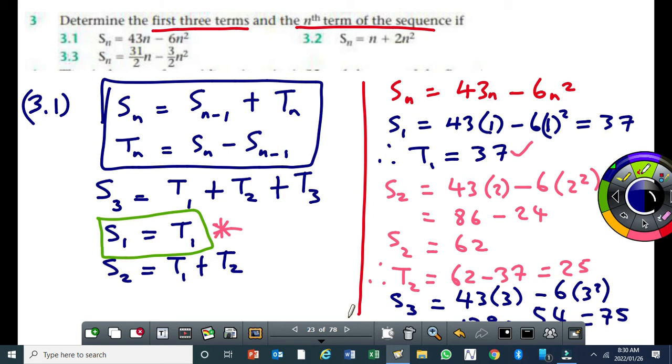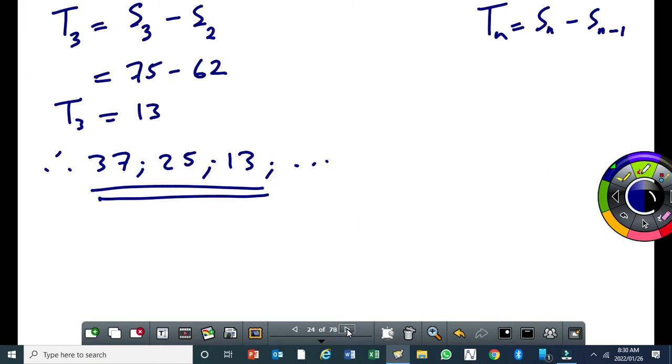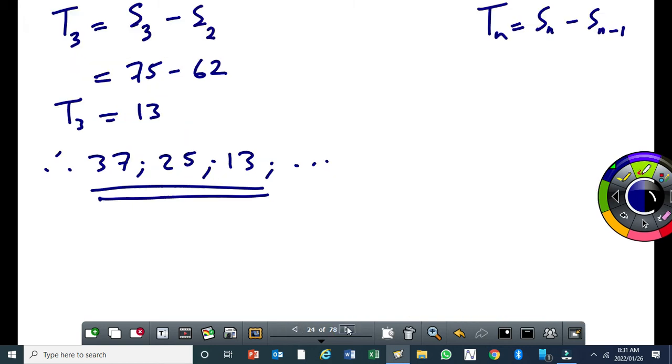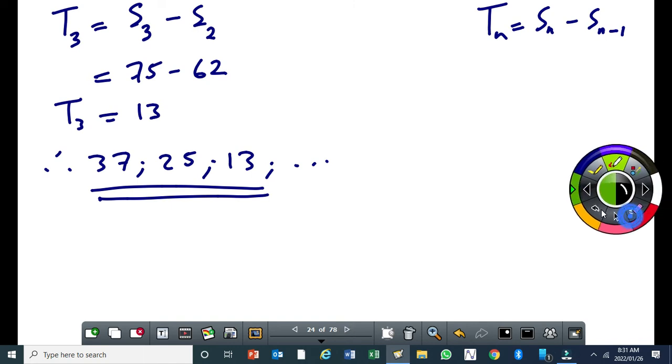Okay, do you want to start copying from here? Is the nth term of the sequence. The nth term is also called the general term. So we now know the first three terms. Right? Make sure you remember that.